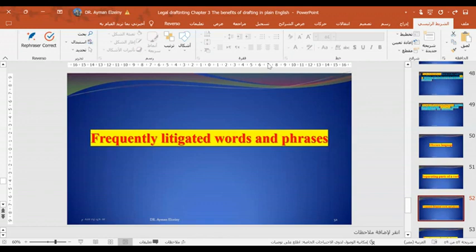The other example, forthwith, has also led to a great deal of litigation. It is too open-ended. Drafters have to beware of frequently litigated words or phrases lest they incorporate into their document the very uncertainty that led to litigation.